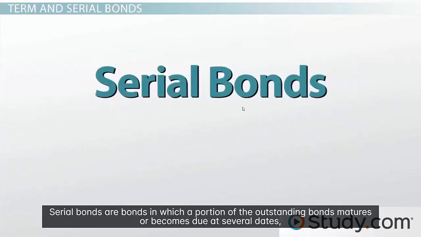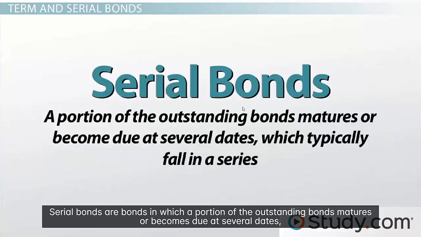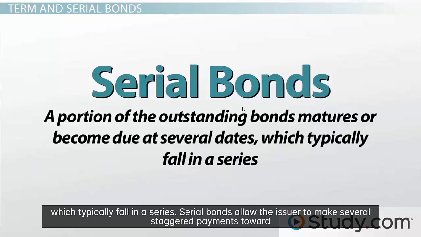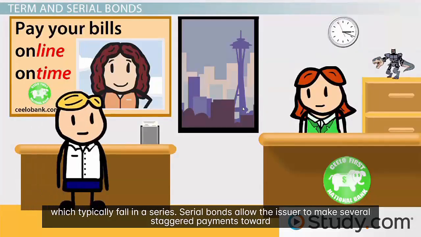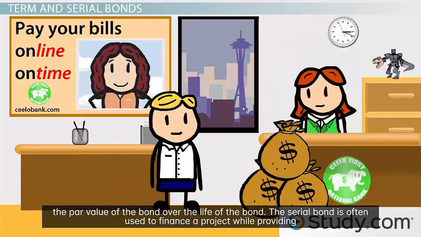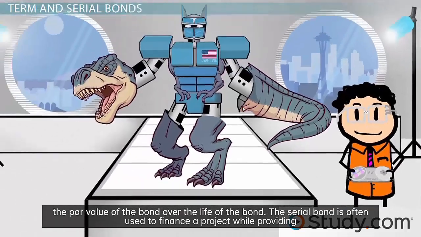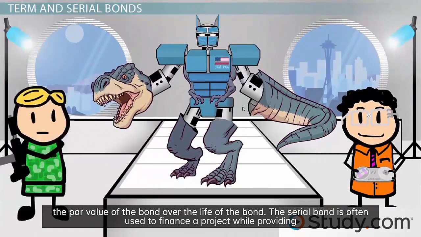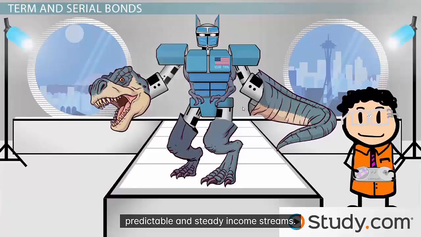Serial bonds are bonds in which a portion of the outstanding bonds matures or becomes due at several dates, which typically fall in a series. Serial bonds allow the issuer to make several staggered payments toward the par value of the bond over the life of the bond. The serial bond is often used to finance a project while providing predictable and steady income streams.